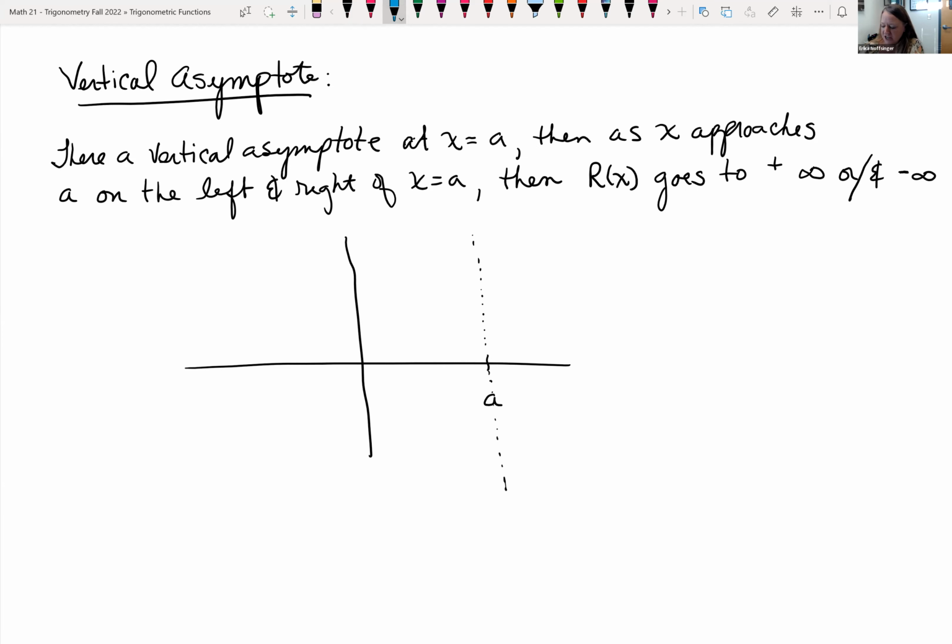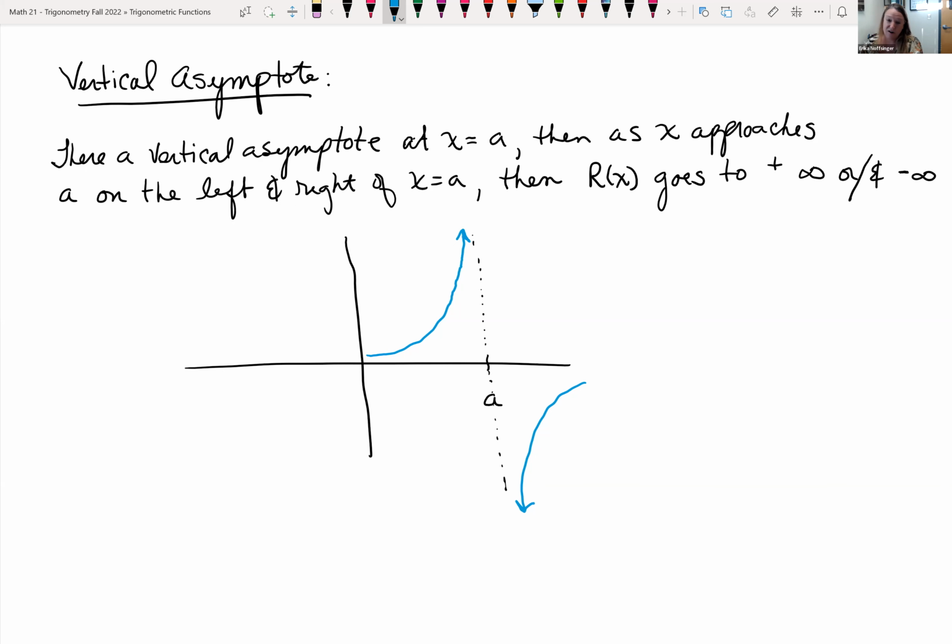And as x is approaching A from the left, it's either going to be shooting upwards to positive infinity, so we could be coming up like this. On the right, also approaching positive infinity, or we might have it going up on the left and down on the right. Just different examples of what this might look like. They could both be shooting downwards, or vice versa, with decreasing and then increasing. So this is what a vertical asymptote is.